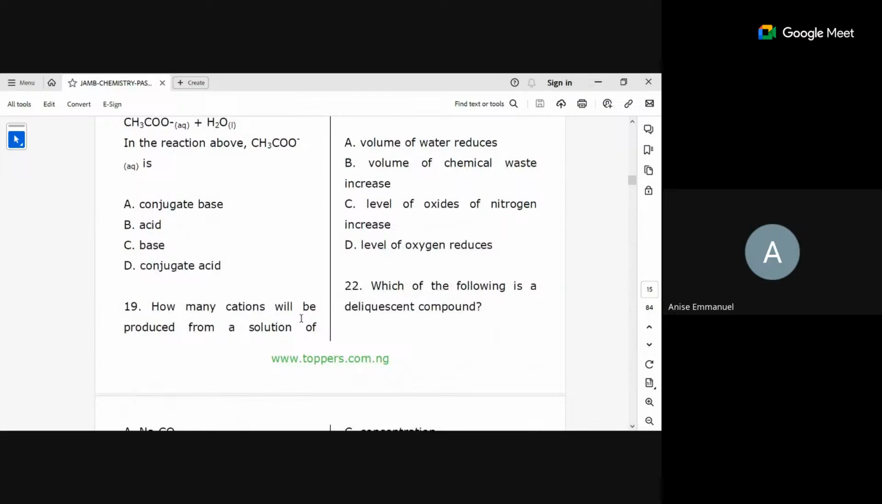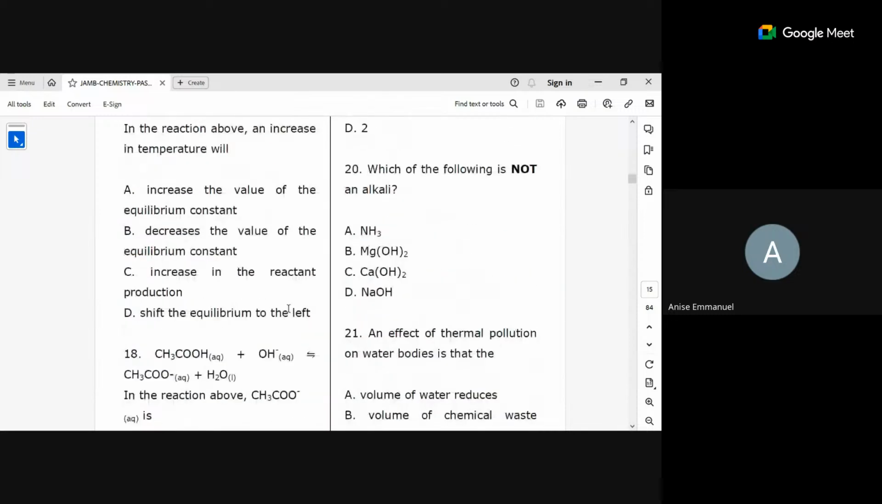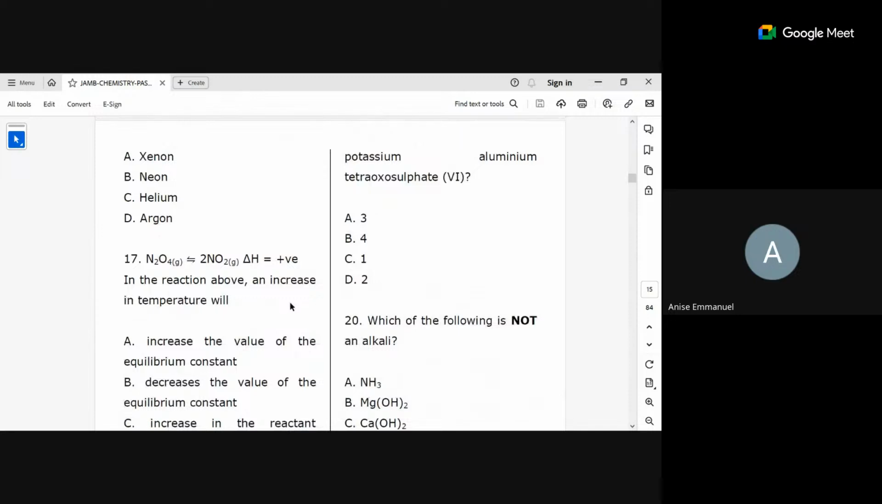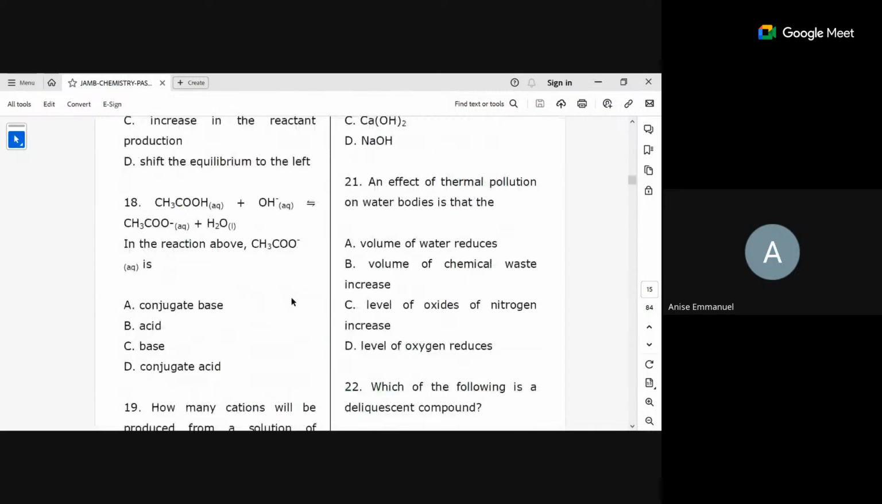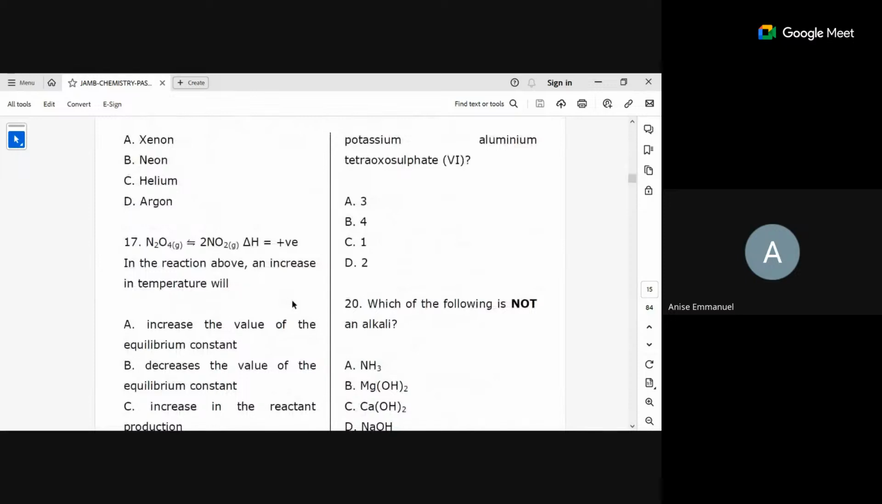How many cations will be produced from a solution of potassium aluminum tetraoxosulfate(VI)? This is very simple. Potassium aluminum tetraoxosulfate(VI), oh, this is an alum. KAl(SO4)2. Don't forget, this is a double salt. Mind you, alum is a double salt too. It's not a basic salt. Please take note, alum is a double salt, whereby when it dissociates, we have 2 cations and 1 anion.